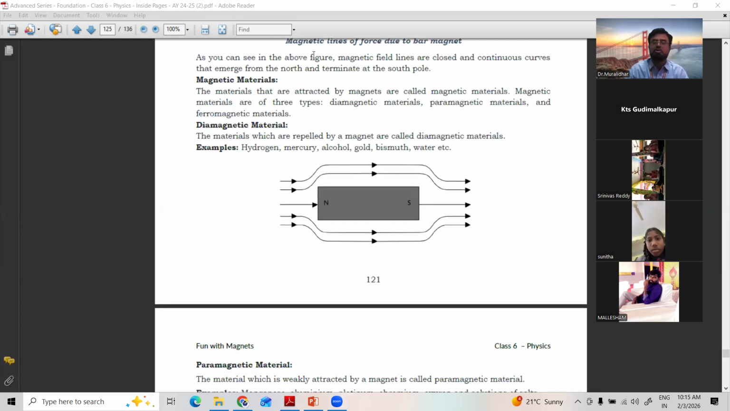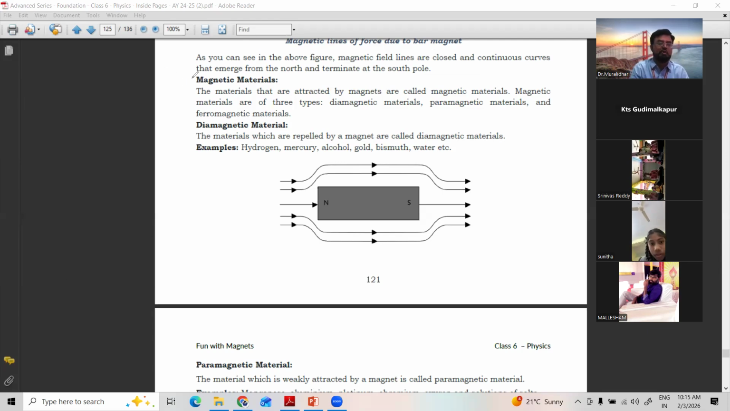The lines around the magnet, which always start from the North Pole and terminate at the South Pole, which are parallel to each other. No two lines of forces intersect with each other, which can be drawn, as I told, on a drawing sheet by using a magnet and a small compass. Right? Okay.